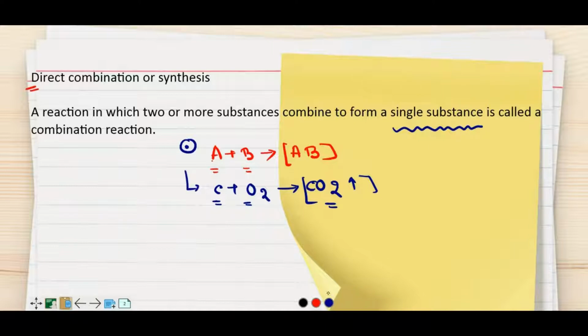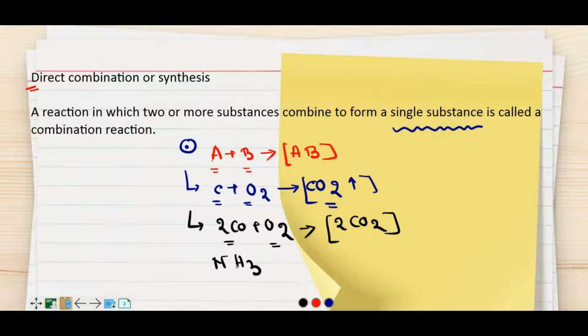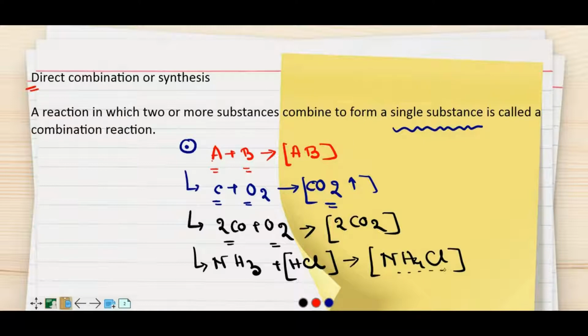And we will find different examples here. If we burn carbon monoxide in the presence of oxygen, obviously we need to follow the balanced equation to respect the law of conservation of mass. Then we will find carbon dioxide. So it is also a type of synthesis, right? Again, if we react ammonia with HCl, that is hydrogen chloride, then NH4Cl, that is ammonium chloride, will be formed. So this is also a reaction where one single substance is generated.